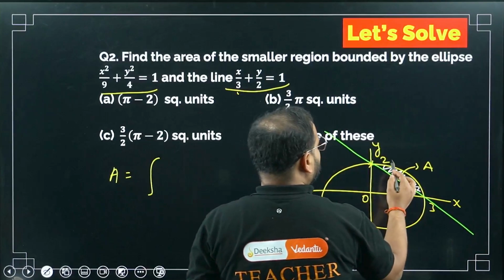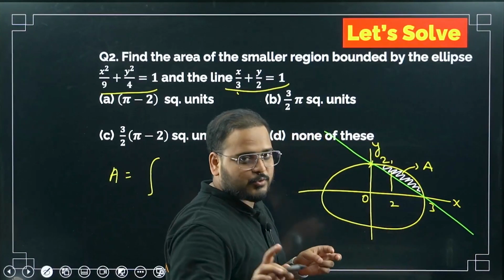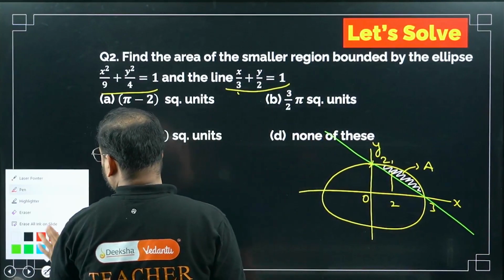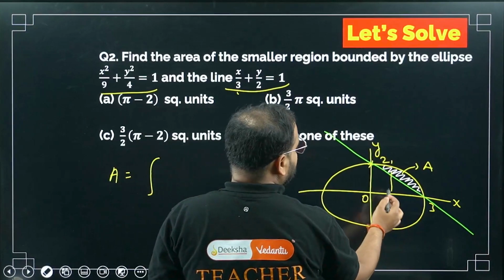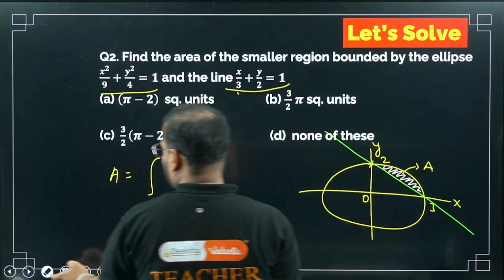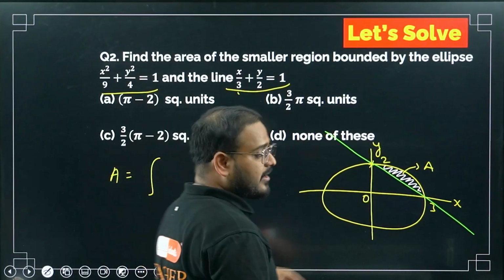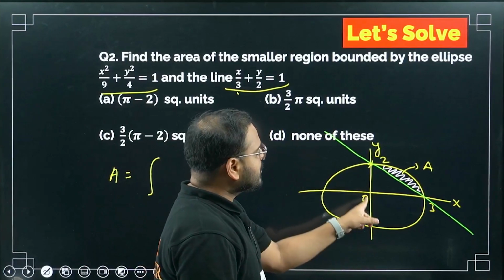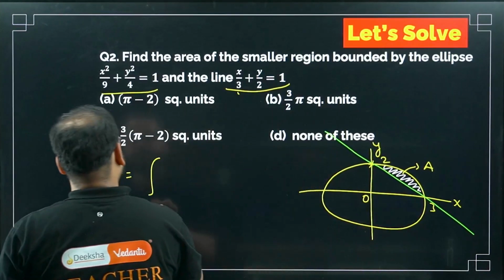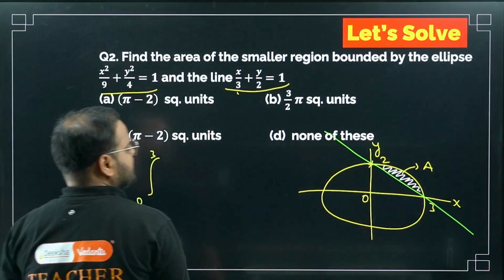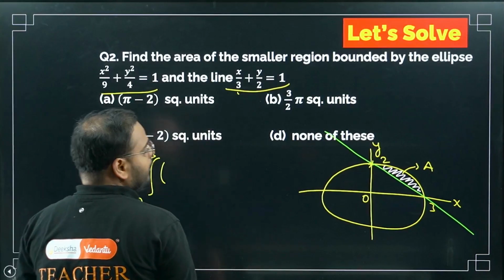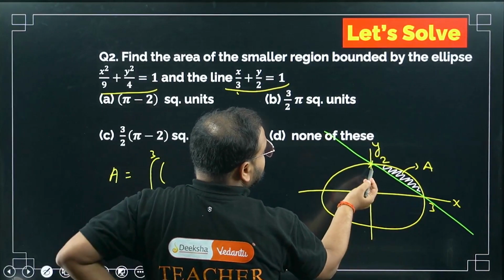Don't take it from 2 to 3. Think about it. 2 will be here, no? So don't take it as 2 to 3. Take it as 0 to 3. In a hurry, you will make this mistake. I know it feels stupid to you right now, but in a hurry, you might make this mistake. So start from 0 to 3. So integrals from 0 to 3.